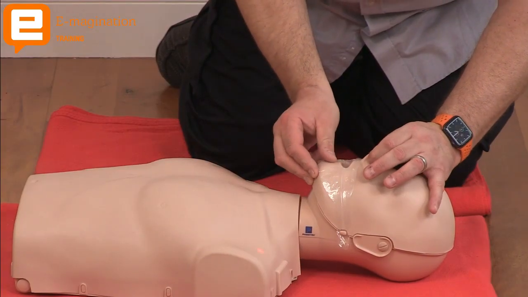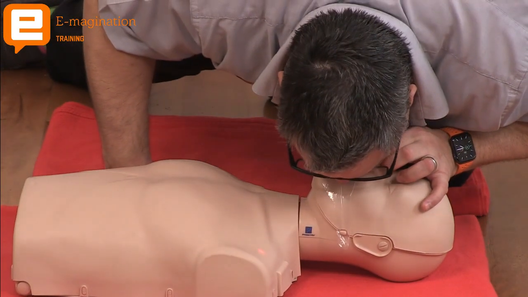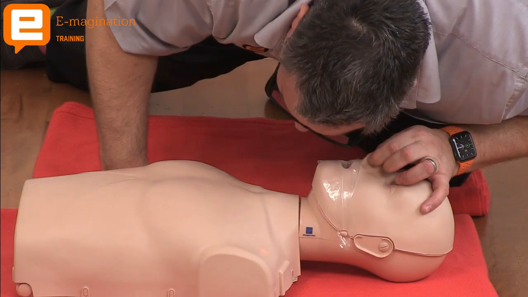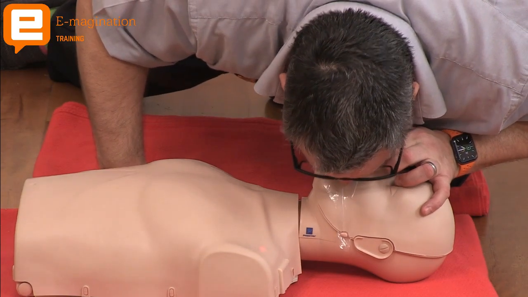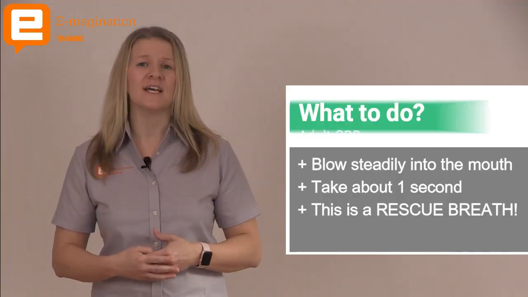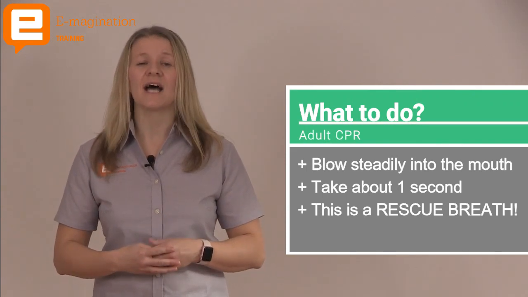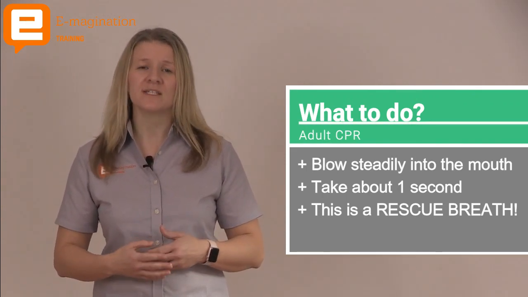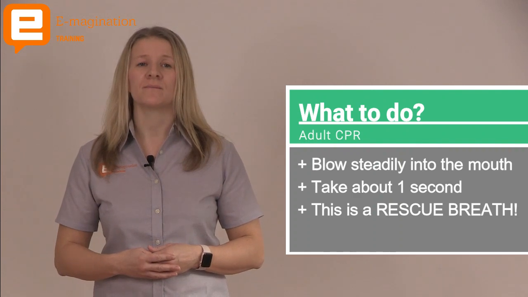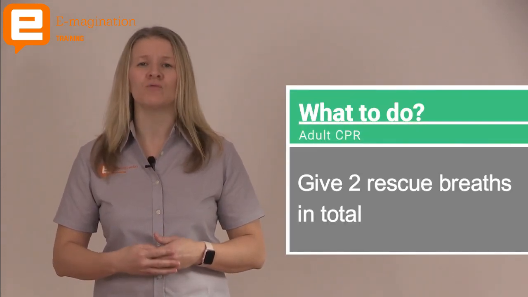Allow the mouth to open but maintain chin lift. Take a normal breath and seal your lips around the casualty's mouth. Blow steadily into the mouth while watching for the chest to rise, taking around 1 second as in normal breathing. This is a rescue breath. Keeping the airway open, take your mouth away from the casualty and watch for the chest to fall as air comes out. Take another normal breath and repeat the sequence, completing 2 rescue breaths.